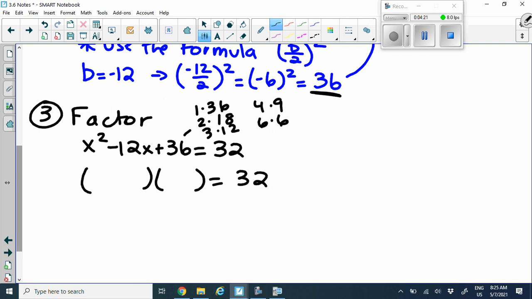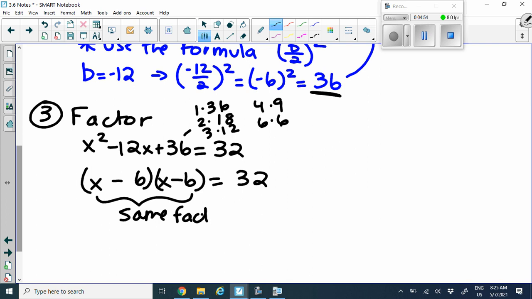The nice part is our a value is 1, so I just do x and x. Which pair, if I added or subtracted, would give us negative 12? It is going to be the 6. Now, to add up to negative 12, both of them have to have a negative sign. Once we have factored this, I'm going to rewrite it so then I can take the square root on both sides. Notice the x minus 6, they are the same exact factor.